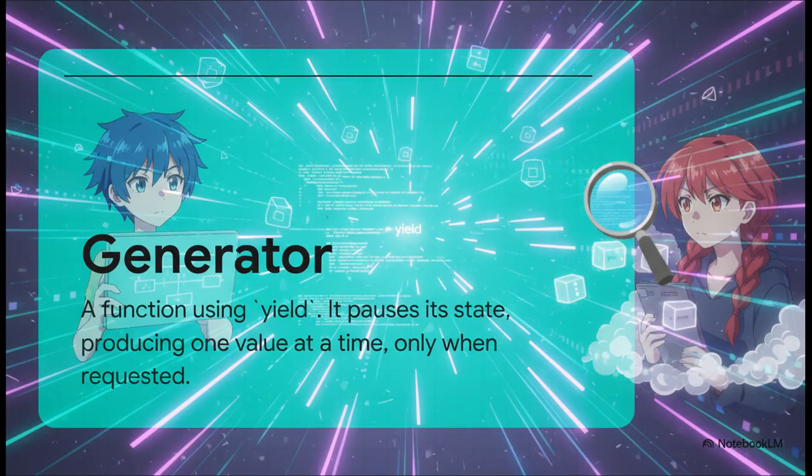And the magic tool that makes this lazy approach possible is called a generator. The secret sauce is that yield keyword. Instead of returning a gigantic list of 10 million items, a generator function yields just one item, hits pause, and waits for your app to say, okay, I'm ready for the next one. This keeps memory usage super low and totally constant, no matter how big the dataset is.